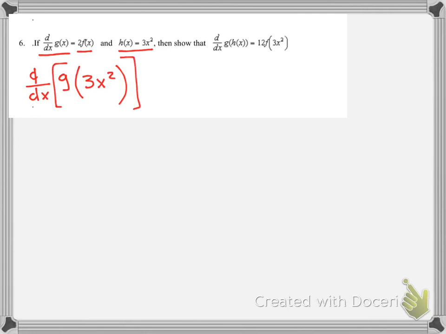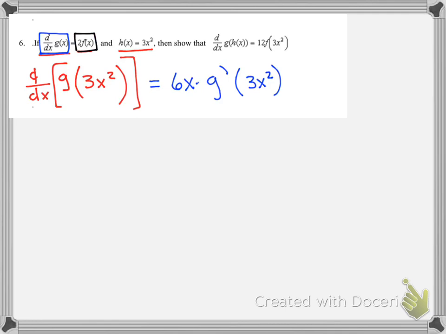So that means we're going to take the derivative of the inner function, 3x squared, well that's 6x, times the derivative of the outer function, so we want g prime, with the inner function plugged back in, 3x squared.